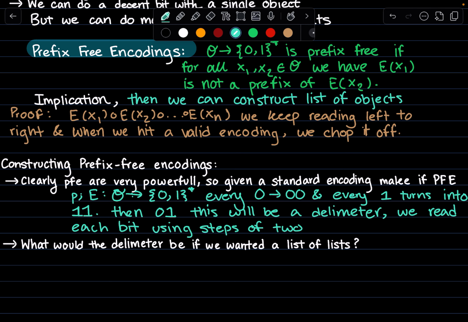So now I'm going to ask you all the question, what would be the delimiter if we wanted a list of lists? So let's say we did the 0 to 0, 0 and the 1 to 1, 1. What would we do if we wanted a list of lists? As a hint, you could duplicate this again and read in terms of 4, and then think about what our new delimiter would be, something that would not occur when you read in bits of 4.